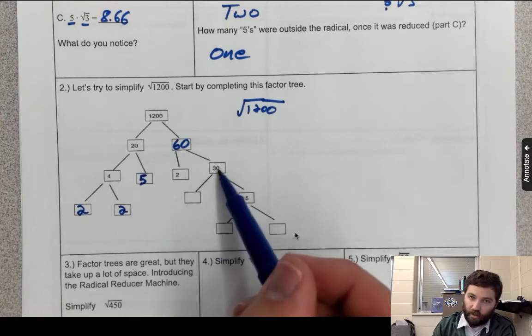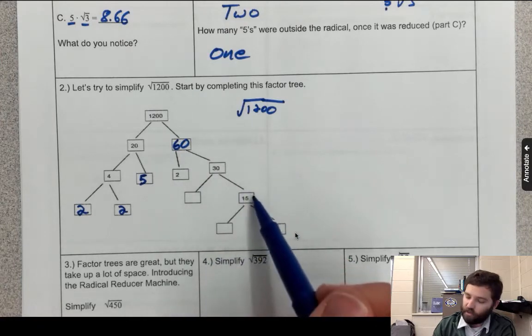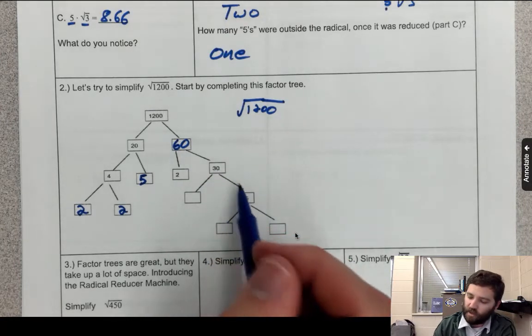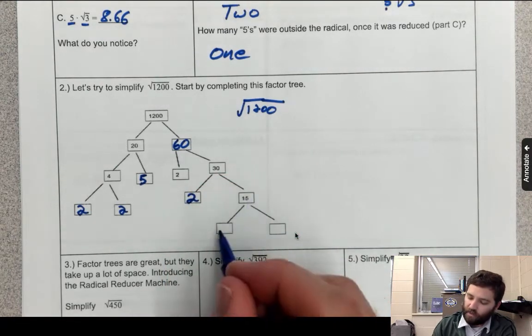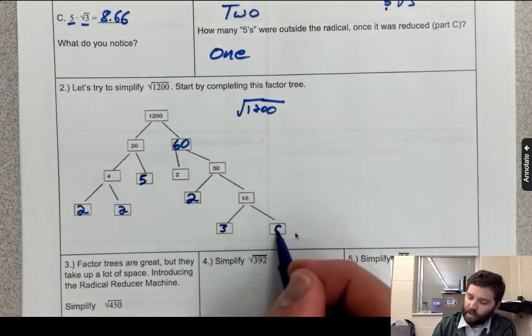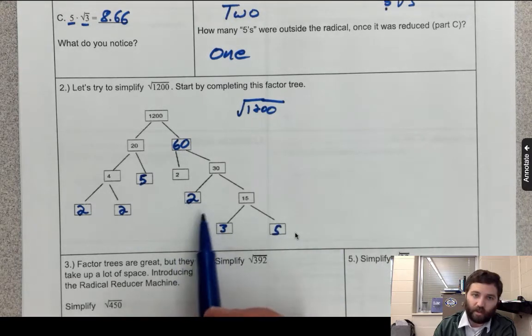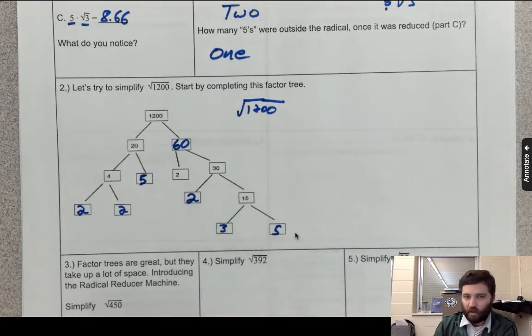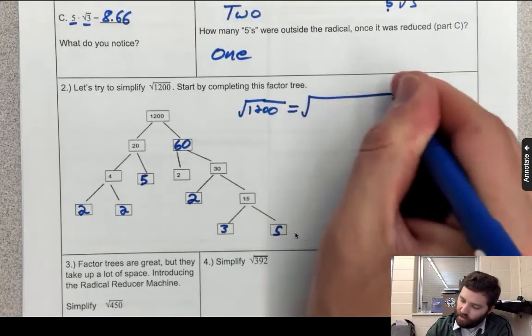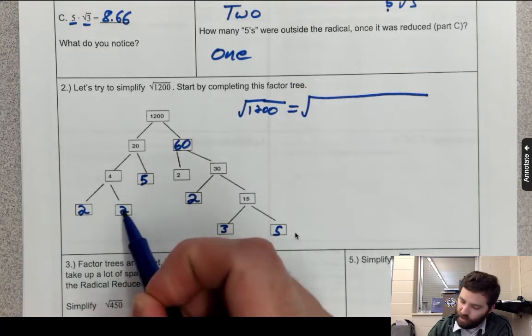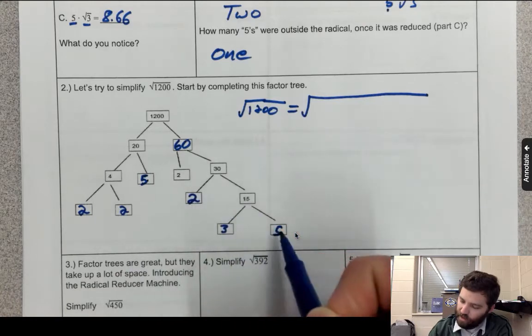60 breaks into 2 and 30. And then what does 30 break into if we take a 15 out? Well, 15 goes into 30 twice, so that breaks into a 2. And then 15 breaks into 3 and 5. There's no need to write that this breaks into 2 and 1, you'd just be rewriting the 2. So I can write 1200 in this way: 2 times 2 times 5 times 2 times 3 times 5.